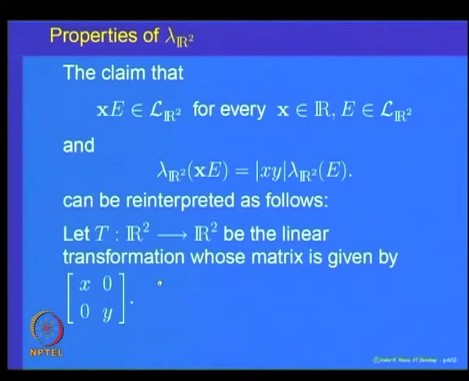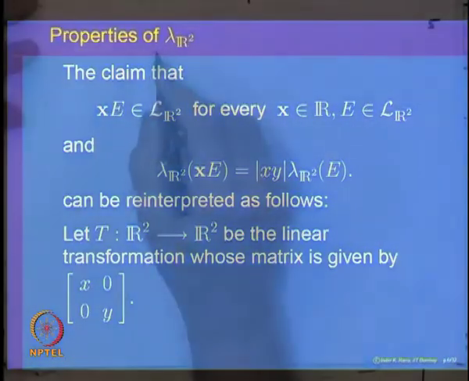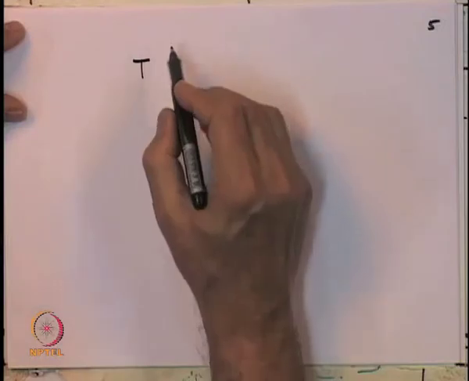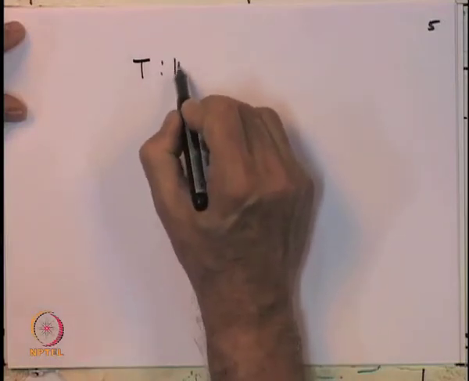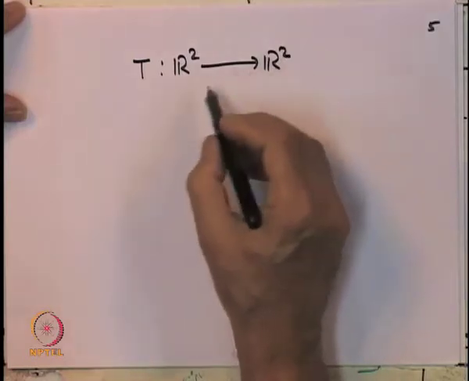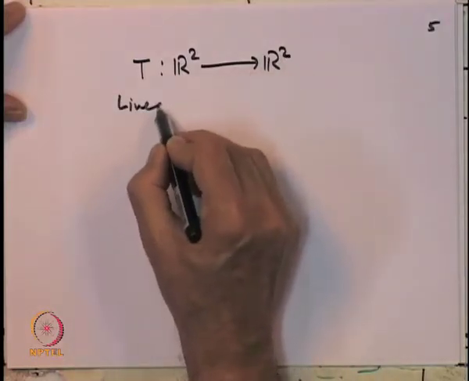So, here are some facts about linear algebra that we are going to use. The first thing is linear transformations. I will be looking at linear transformations on R 2 only. So, what is a linear transformation?